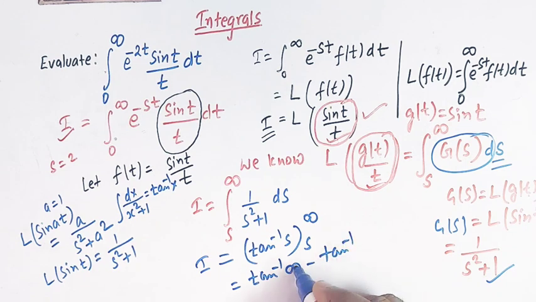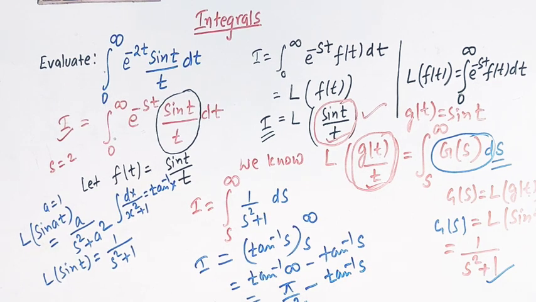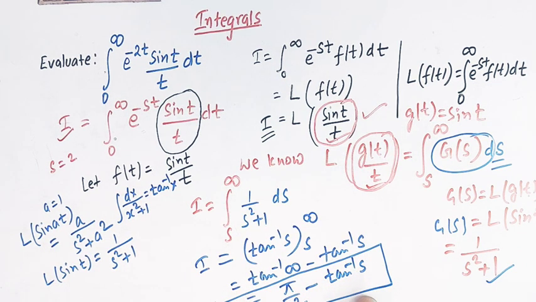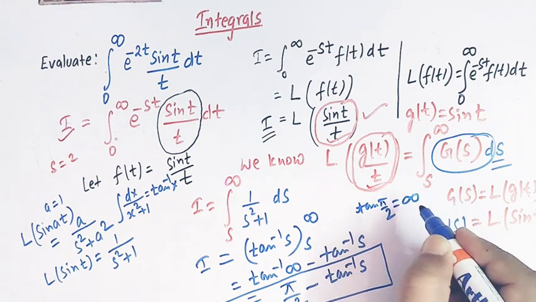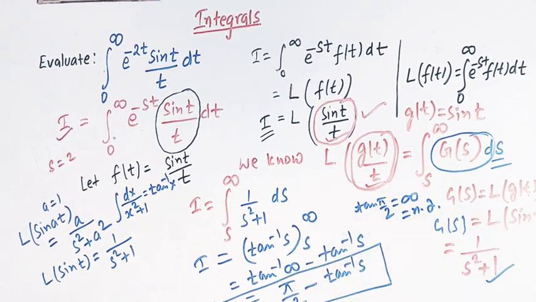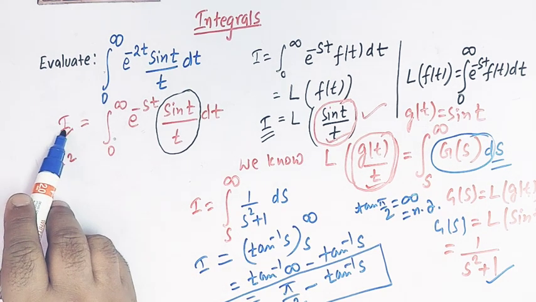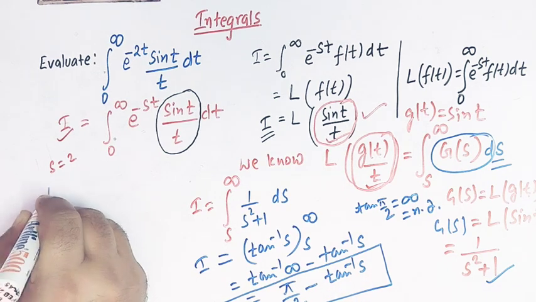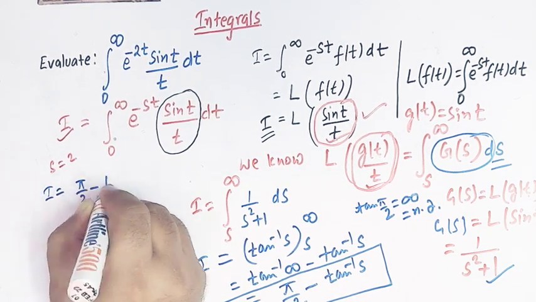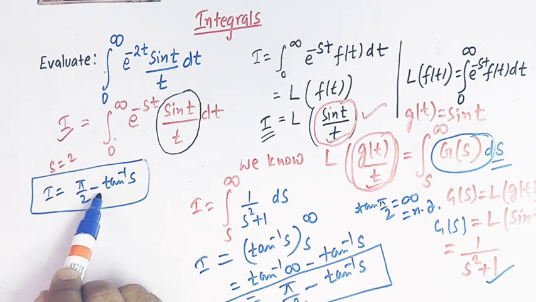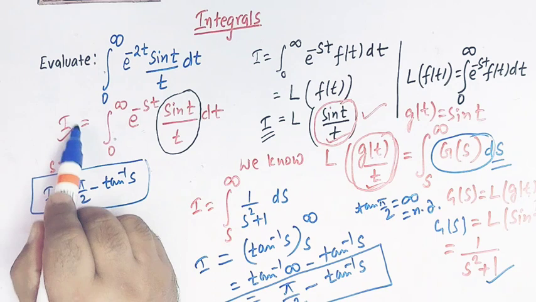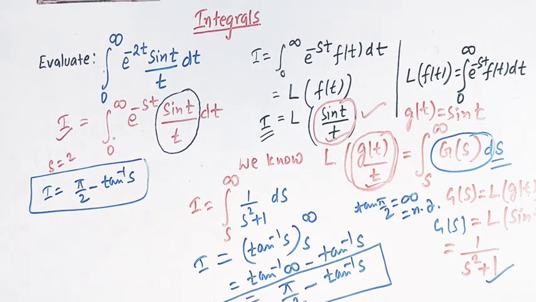So we have tan inverse infinity minus tan inverse of s, and tan inverse infinity is pi by 2. Tan inverse infinity is pi by 2 because tan of pi by 2 is infinity, which is not defined. So viewers, the value of this integral in terms of s is given by pi by 2 minus tan inverse s. And we can see that this value is a function of s, so the value of this integral depends on the value of s.